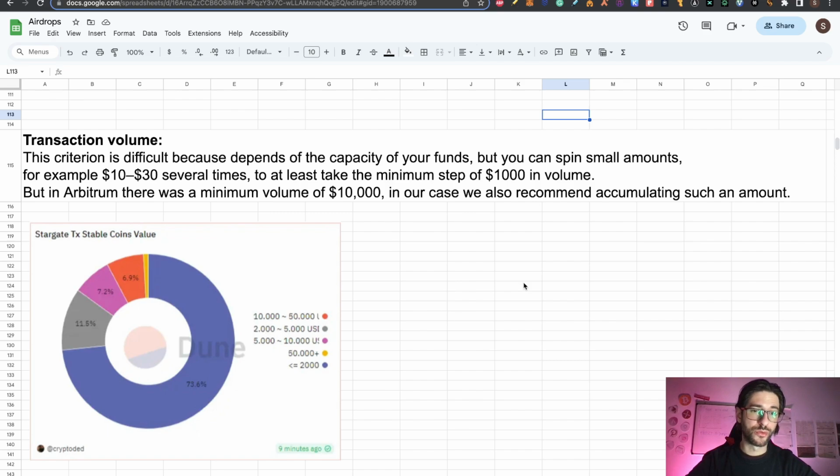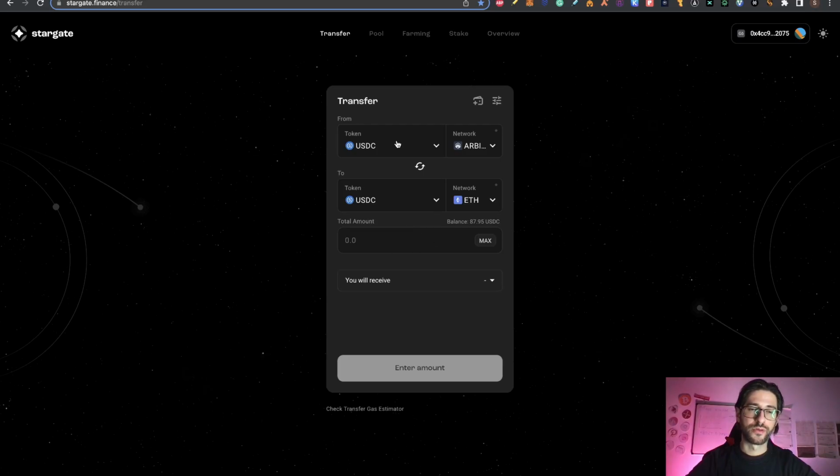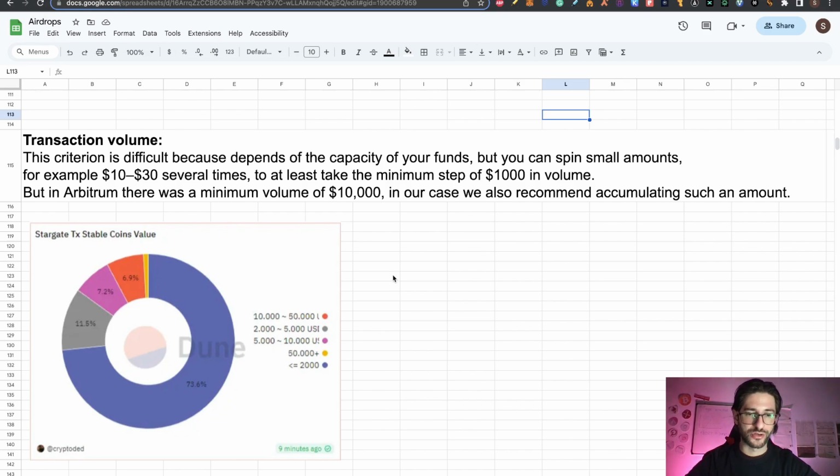But in Arbitrum there was a minimum volume of 10,000. In our case, we also recommend accumulating such an amount. Like I said before, this is going to depend on how much money you have, but for example, for the transfer part, this is going to be considered a transaction, and you pay the same amount of gas fees if you move $1,000 or $10 sometimes. So in that case, you are not going to be losing your money. You are just using it to generate that volume on your transactions.